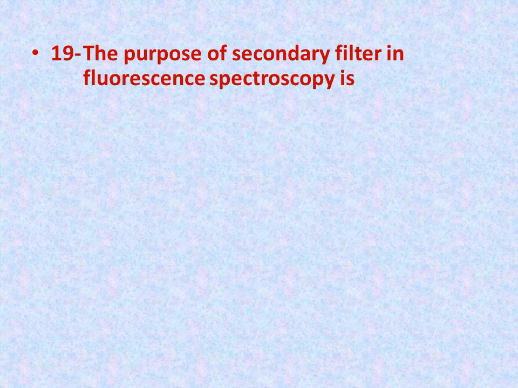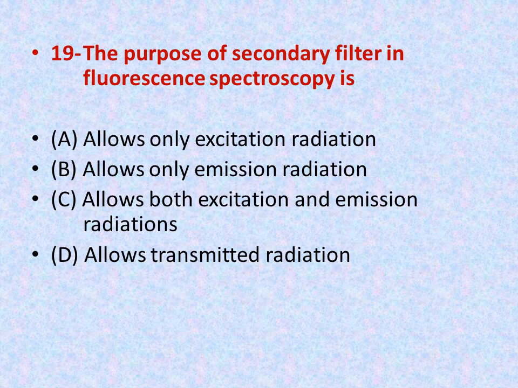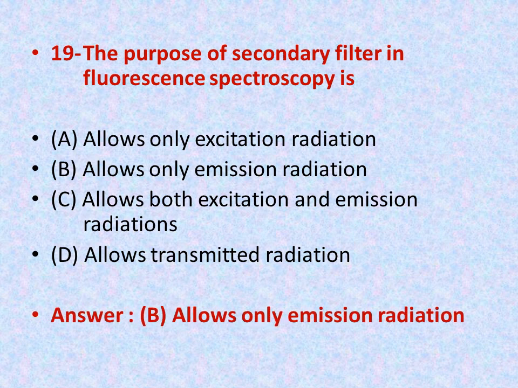Question number 19. The purpose of secondary filter in fluorescence spectroscopy is, let's see the options. A, it allows only excitation radiations. B, it allows only emission radiations. C, it allows both excitation and emission radiations. While D, it allows transmitted radiations. So let's see what is the right answer. So right answer is the option B, that is secondary filter allows only emission radiations.